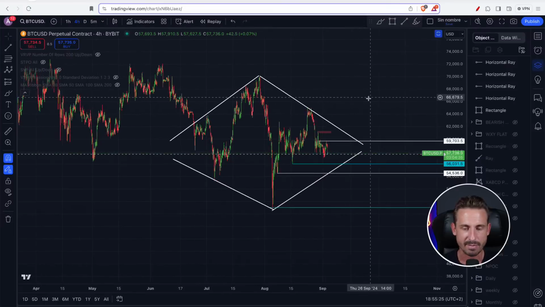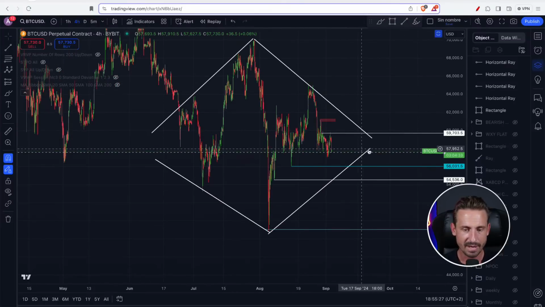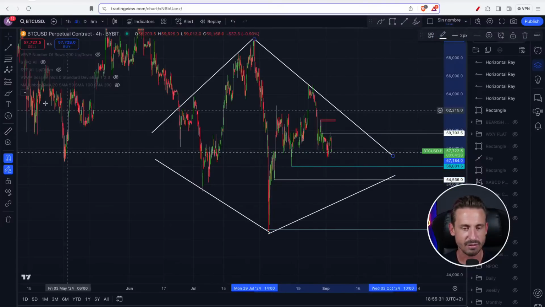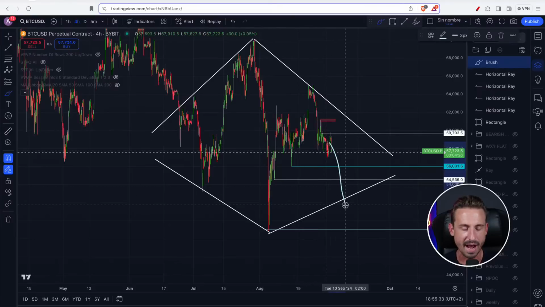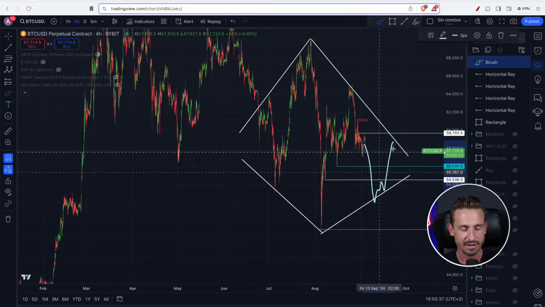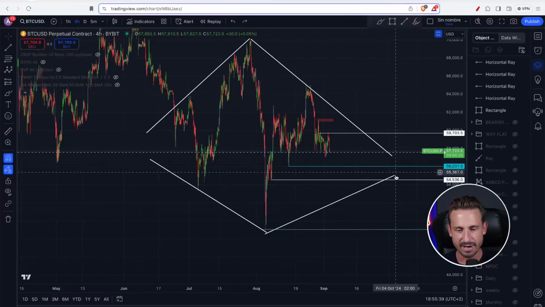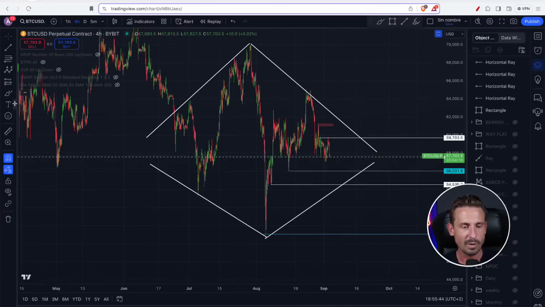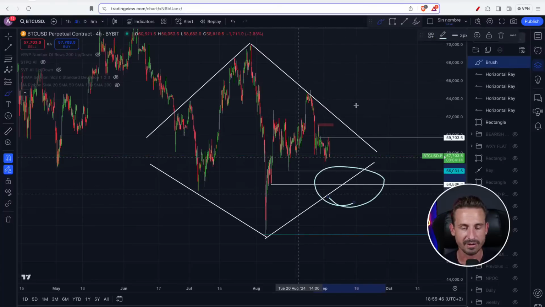The only bad thing about a diamond pattern is you never know where the low can be. This could come like this. This could still be a diamond and you've retraced all the way down here, and it could still form a higher low, and you're still forming a diamond pattern. So they're not the greatest, but it could be a signal, guys, that we could form a higher low here at some point.